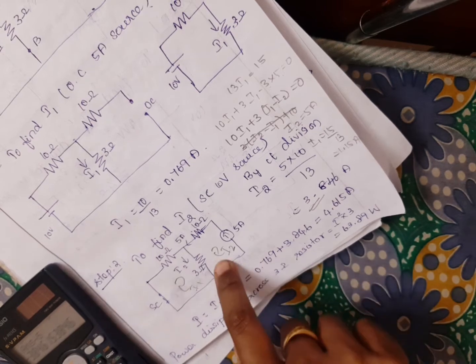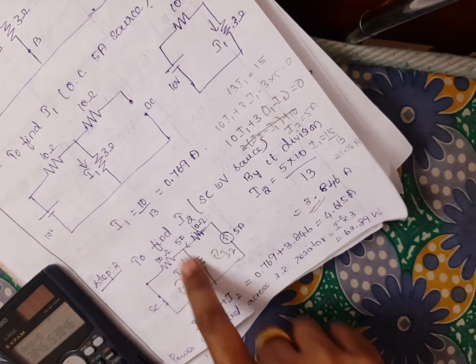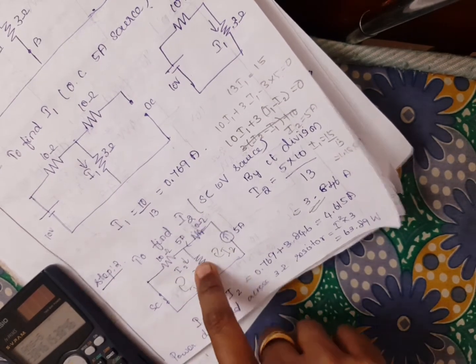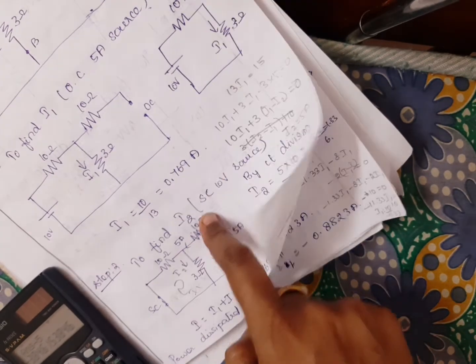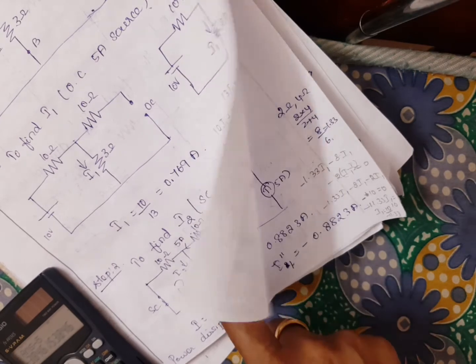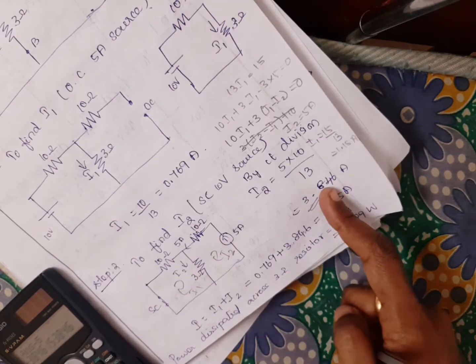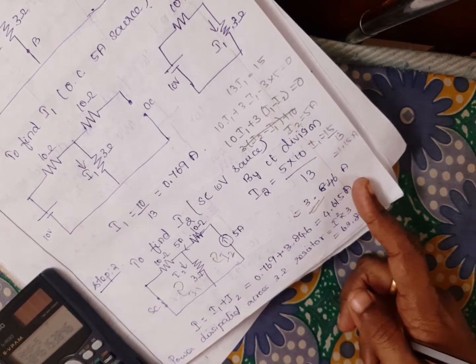Otherwise you can use the current division rule. Okay, you want to find the current across this resistor, I2. So here what is the total current? 5. Okay, and what is the opposite current? 10 divided by the total resistor value, 10 plus 3 is 13. Here we got 3.846.